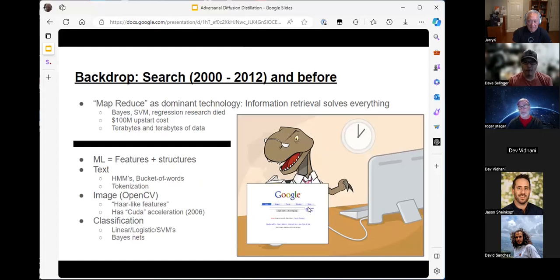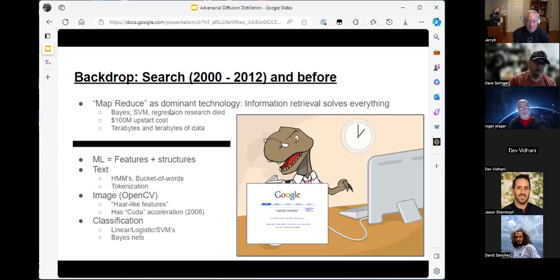So backdrop, before 2012, the watershed moment for deep learning in my mind is AlexNet winning the ImageNet competition in 2012. There were some CNNs that were around before then. There's a guy named Moez Bakouche that was doing some research and things like that. But really the turning page moment was in 2012 when that happened in the ImageNet competition.